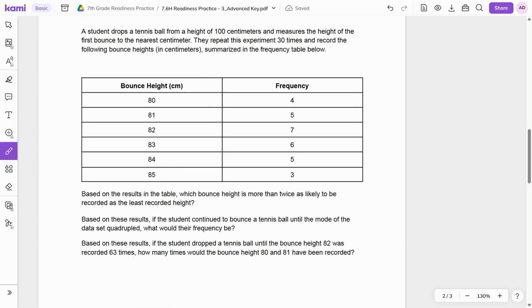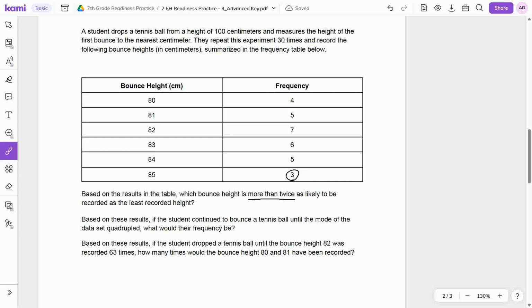Next, we're dropping a tennis ball from a height of 100 centimeters, measuring the height of the first bounce. And you see this frequency chart here. All right, so based on the results, which height is more than, not just twice as likely, more than twice as likely to be recorded as the least recorded height? Okay, so our least recorded height is 3.